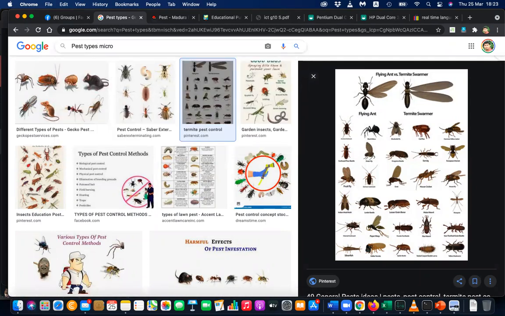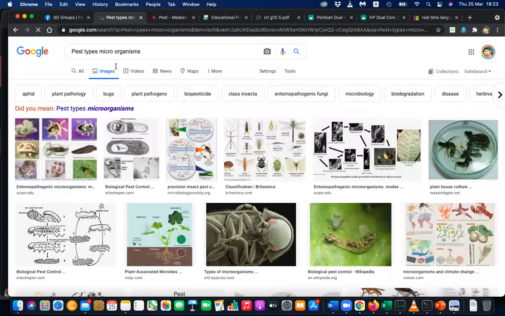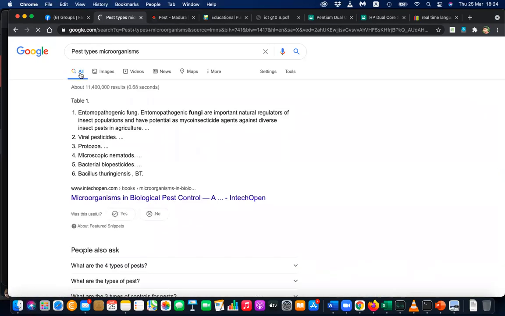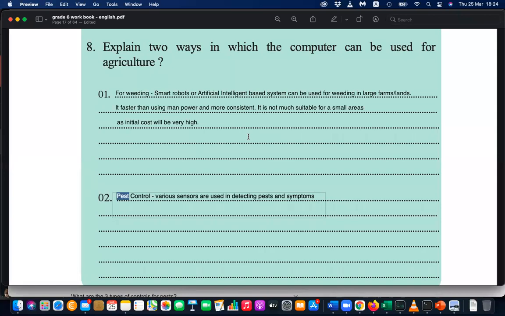It can be microorganisms. A pest can be a microorganism. So what is a microorganism? Yes, you can't see them. You have to see them using a microscope. So anyway, in pest control, various sensors are used to detect pests. Directly you can detect the pest or the symptoms.